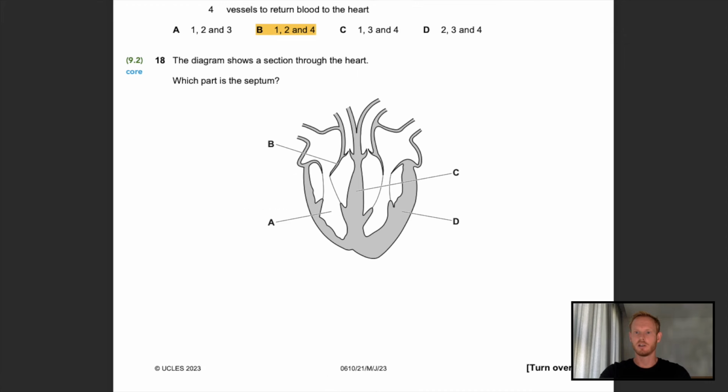Question 18. The diagram shows a section through the heart. Which part is the septum? So the septum is a muscular wall that separates the two sides of the heart. It prevents oxygenated blood on the left side from mixing with deoxygenated blood on the right. So the correct answer here is C.